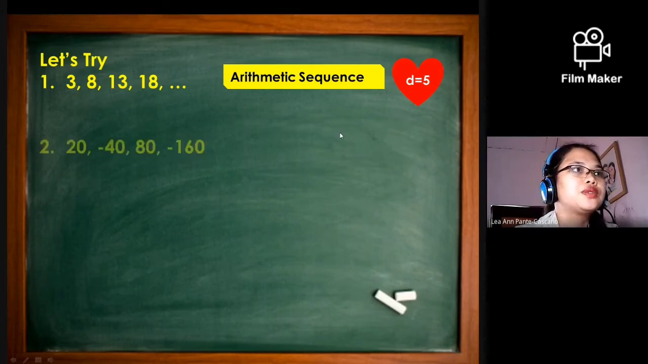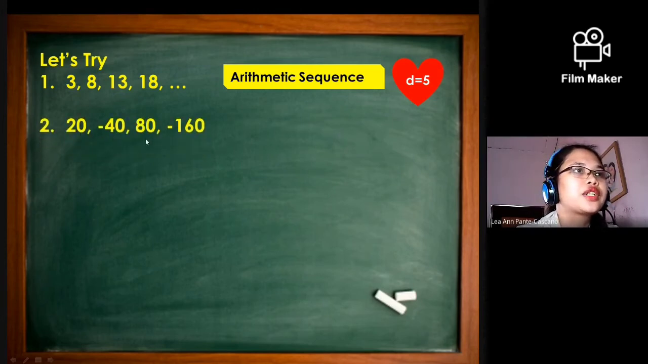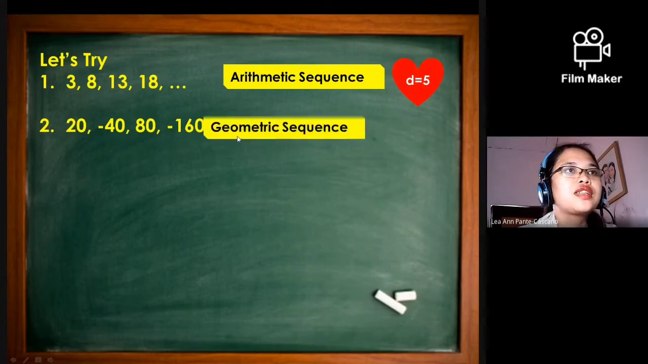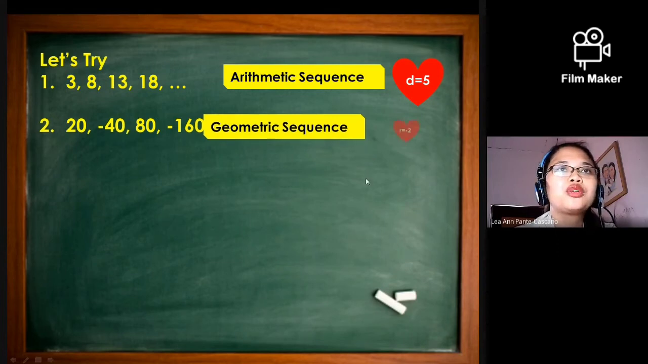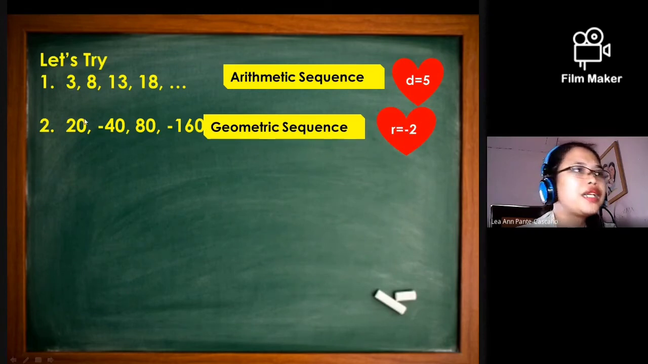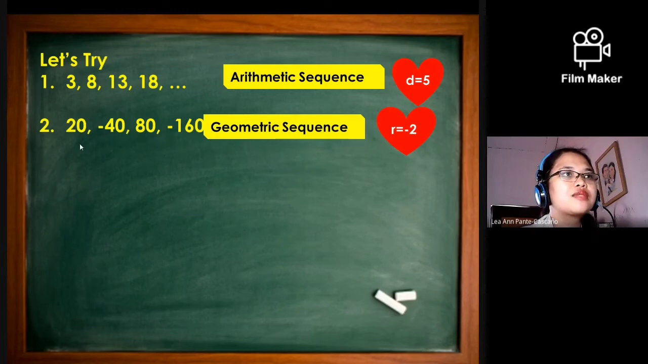Let's try number 2. If we have 20, negative 40, 80, and negative 160, this one is geometric sequence. So therefore, kapag meron geometric, meron tayong common ratio. The common ratio here is negative 2. Let's try. Negative 2 daw po, i-multiply natin sa first term. So 20 times negative 2 is negative 40. Negative 40 times negative 2 is positive 80, because when we multiply negative by negative, the answer is positive. So 80 times negative 2 is negative 160.